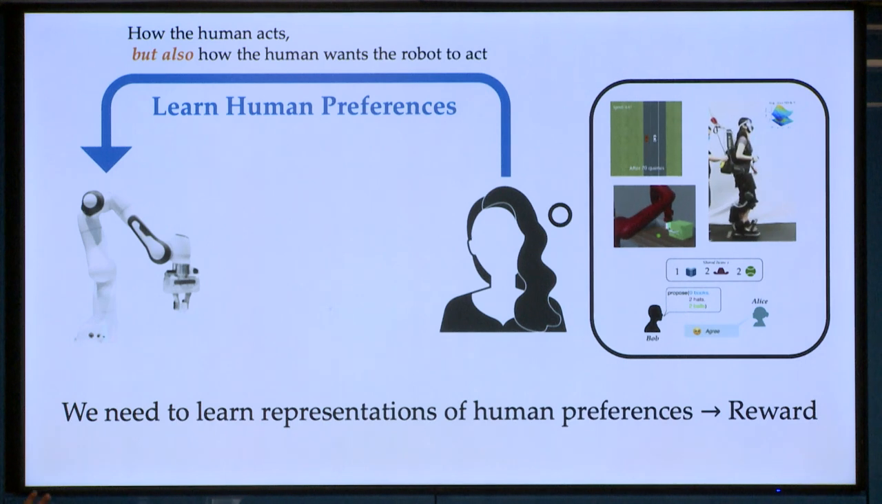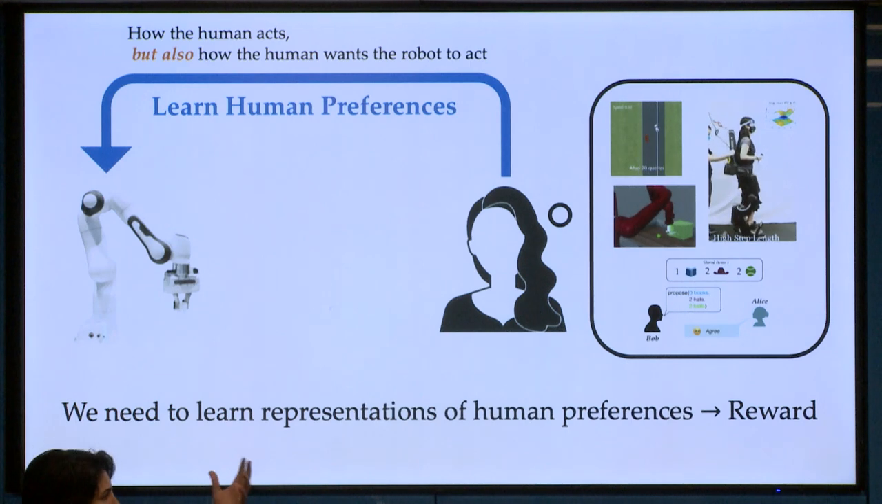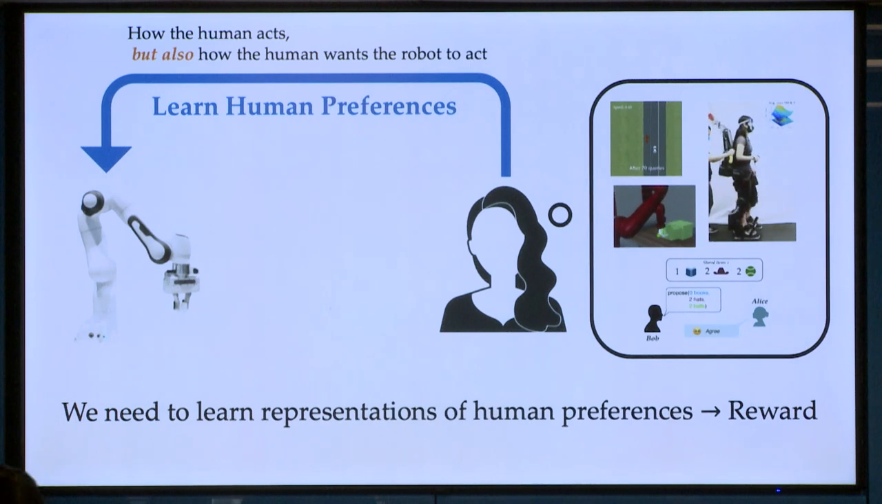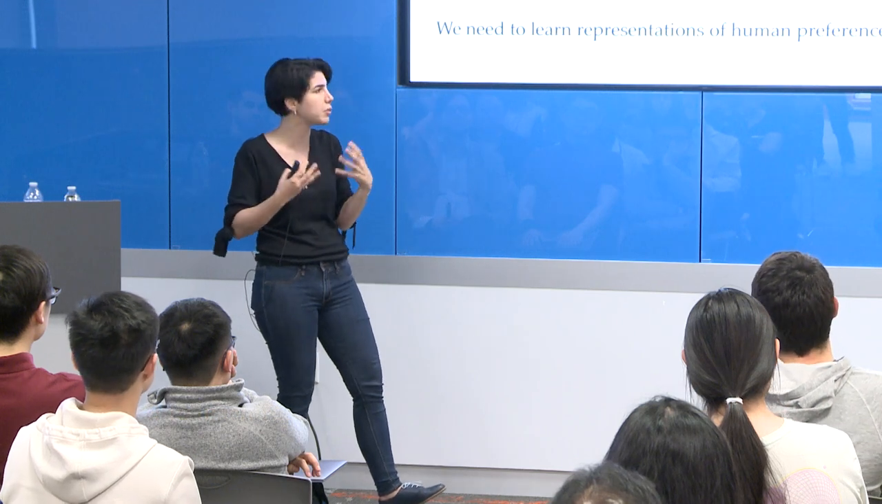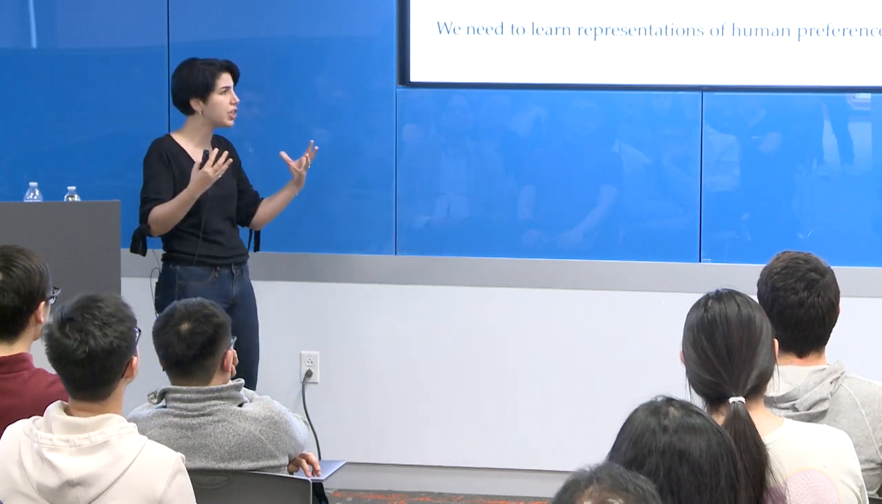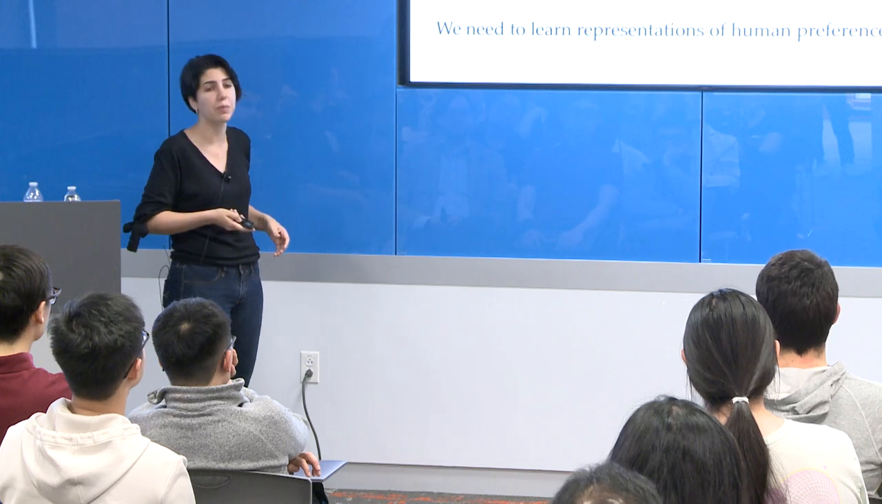And today what I want to do is talk about how we could learn these human preferences by asking these sort of comparison queries, these pairwise comparisons. And specifically, what I'm referring to as representations here is reward functions. Reward functions, in some sense, are capturing a representation of these preferences that people are after.